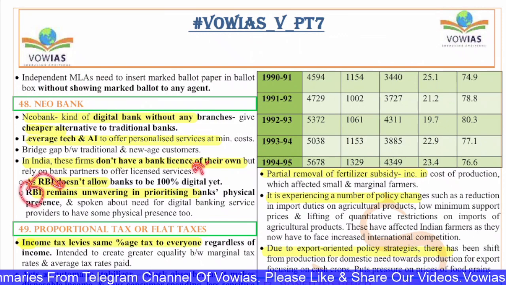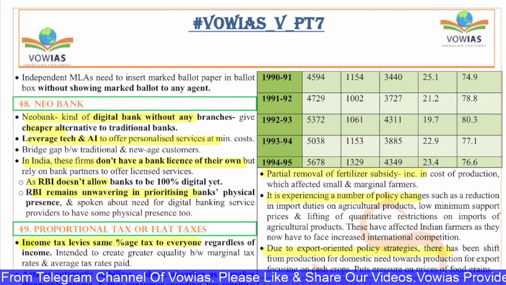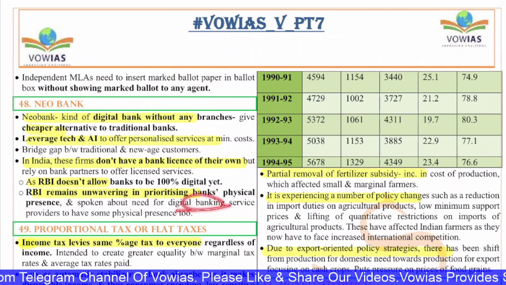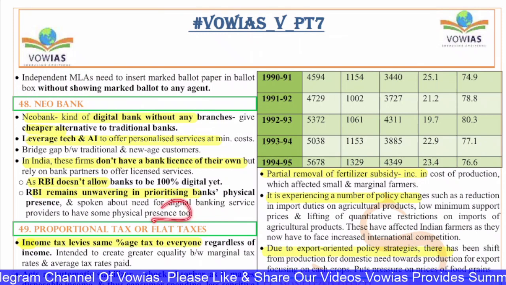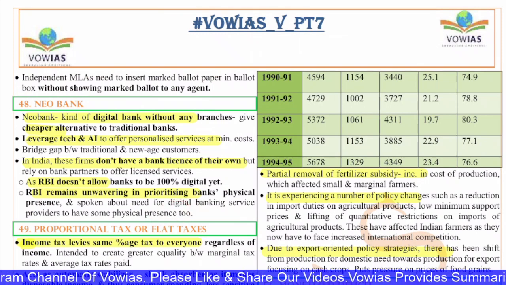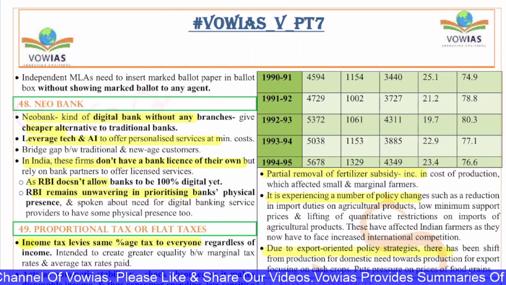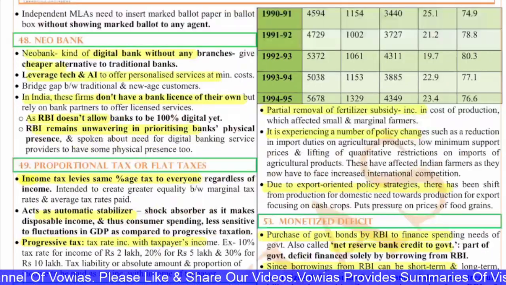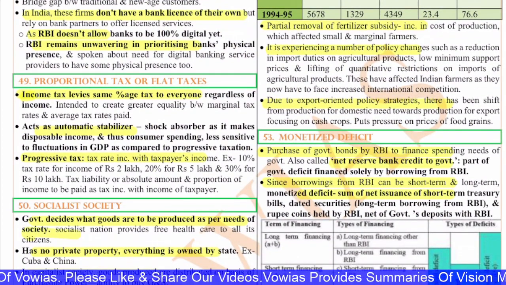RBI remains unwavering in prioritizing the banks' physical presence and has spoken about the need for digital banking service providers to have some physical presence too. Right. This is about the neobank. A neobank means a bank without any branches, only the digital presence will be there. So they will use all the new technologies, artificial intelligence, machine learning and all.